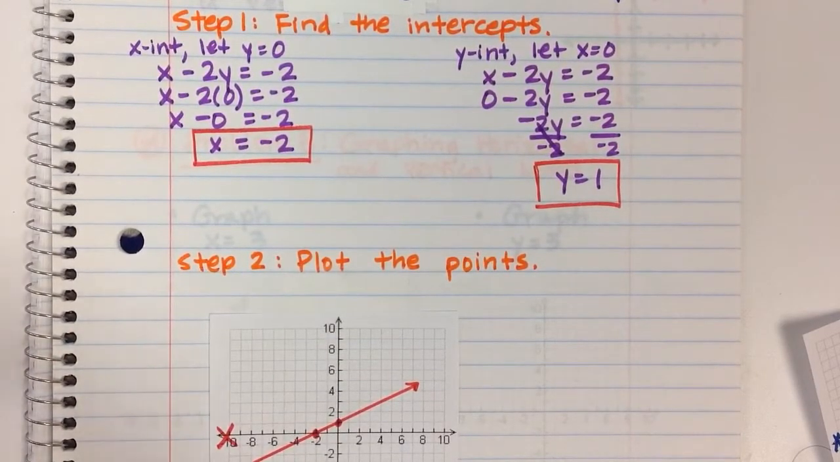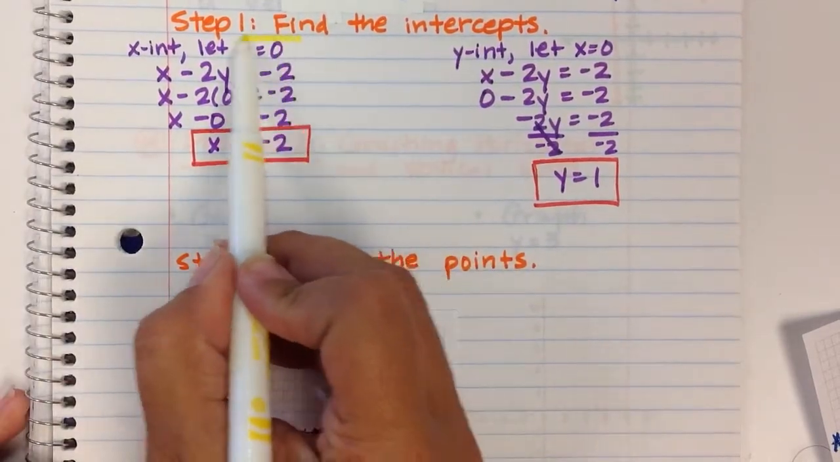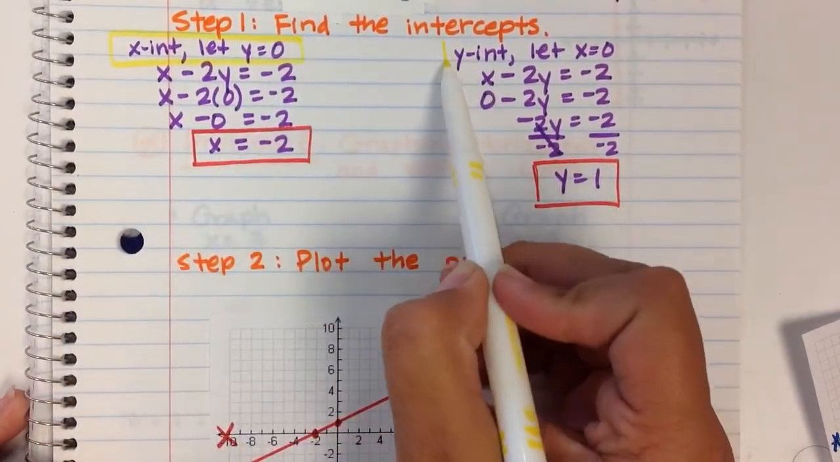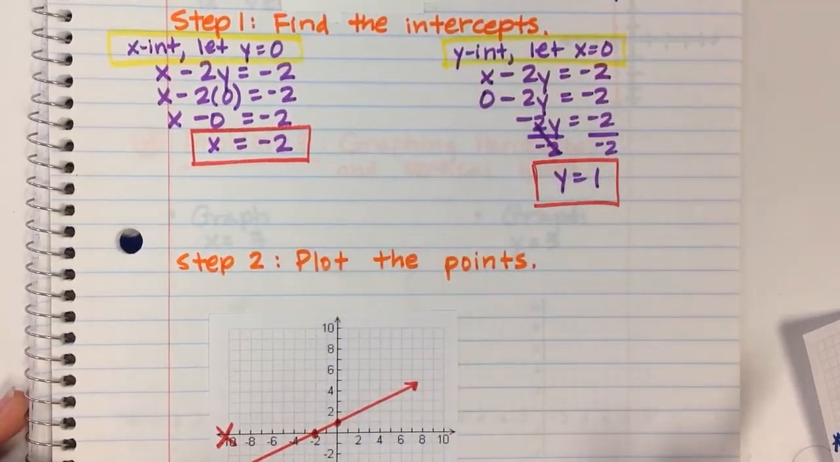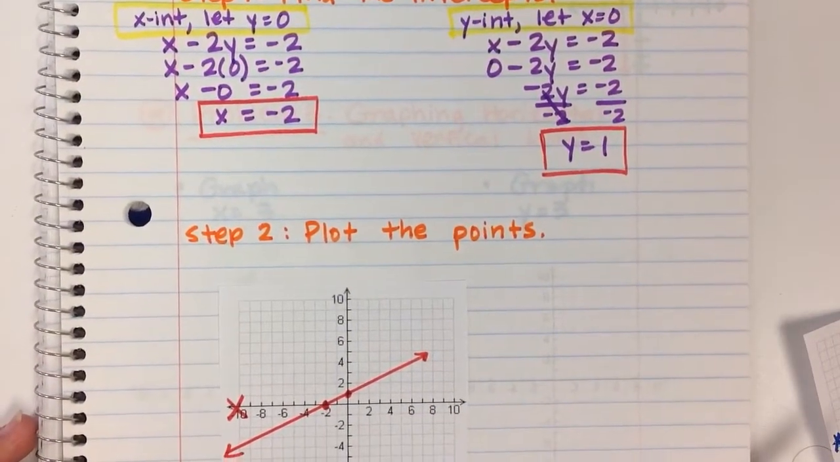This is the most important thing you need to remember out of this lesson. To find your x-intercept, let y equal 0. To find your y-intercept, let x equal 0.